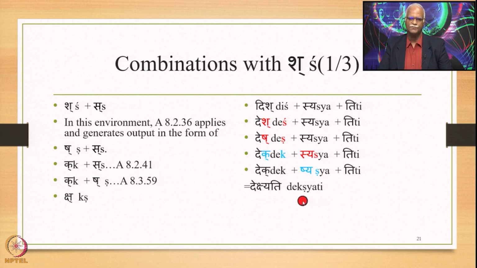So, in the combination of sh plus tavarga, the other rule is going to apply. The Sutra 8440 is asiddha, and therefore, before it actually applies, these rules get applied, and then there is no more the scope of application of 8440, and therefore 8440 does not apply in this particular case.